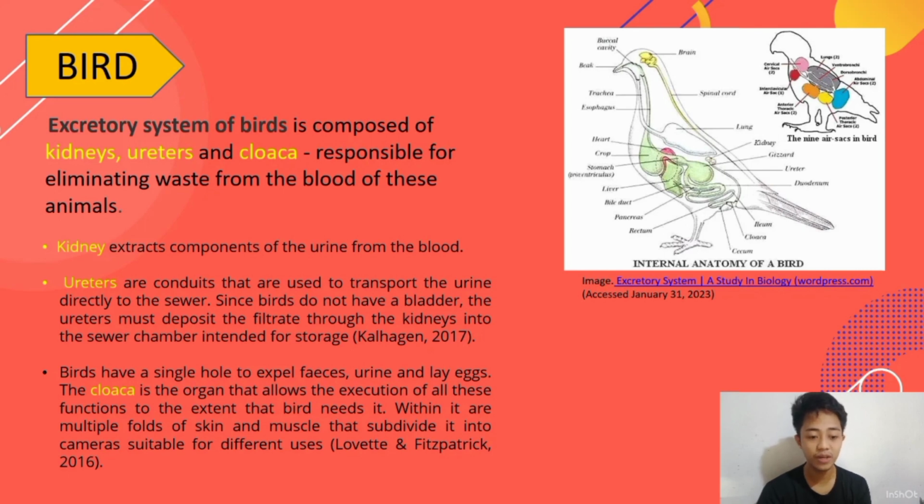Since birds do not have a bladder, the ureters must deposit the filtrate from the kidneys into the sewer chamber intended for storage. And also, birds have a single hole to expel feces, urine, and lay eggs. The function of the cloaca is that it allows the execution of these functions to the extent that the bird needs it. Within it are multiple folds of skin and muscle that subdivide it into chambers suitable for different uses.